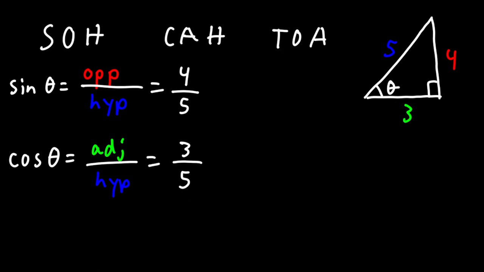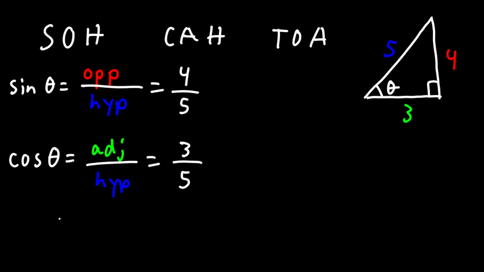Notice that similar to so, cosine is also correlated with ca. The C is related to cosine, the A is adjacent, and the H is hypotenuse. Again, this is from a left to right order. Cosine is adjacent over hypotenuse.